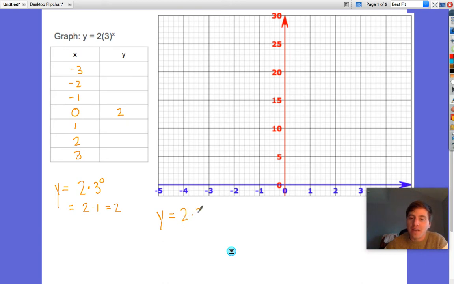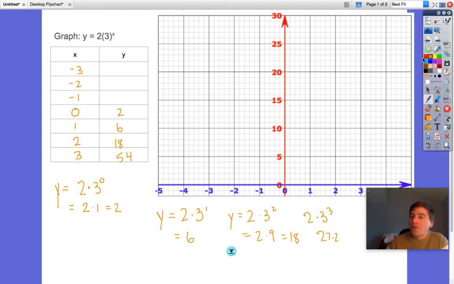So we got 2 times 3 to the x, where x is 1. That would mean 2 times 3 to the 1 is just 3, so 2 times 3 is 6. What about when x is 2? Well, 3 squared is 9, and 2 times 9 is 18. And finally, 2 times 3 to the third, when x is 3: 3 to the third is 27, and 27 times 2 is 54.